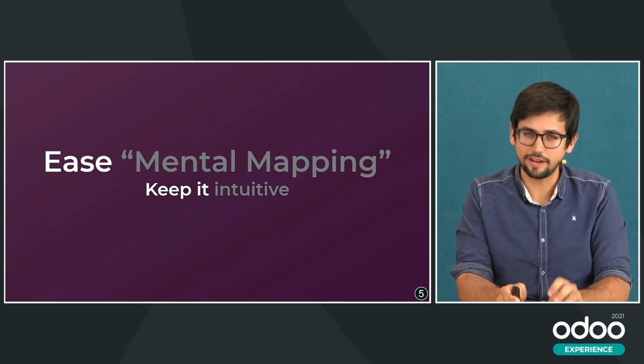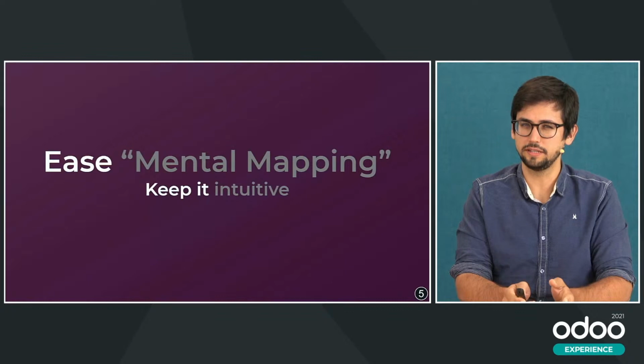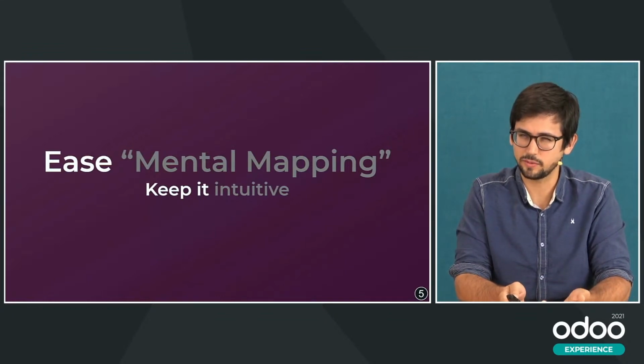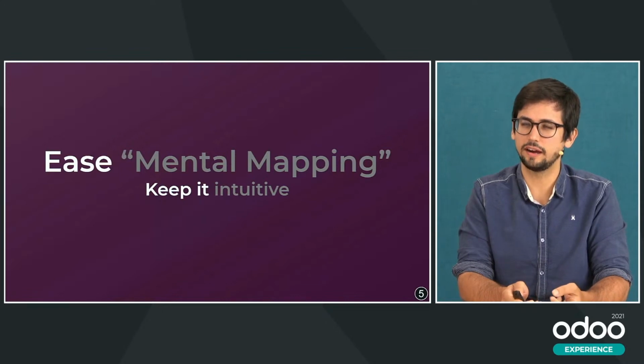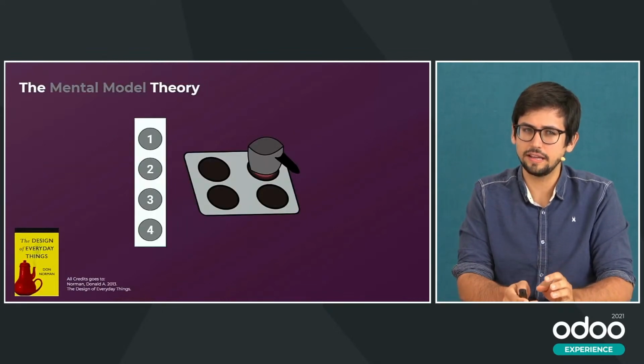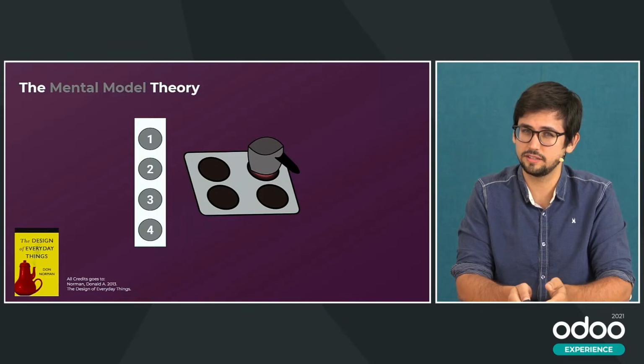All right. Five is a bit more theoretic. It's about keeping your software intuitive. Those software that you just open and it makes sense, while others are so hard to get. And for this, we'll talk about mental mapping. It's a theory that I got from the book The Design of Everyday Things. If you haven't read it yet, please do, because it's an awesome case.